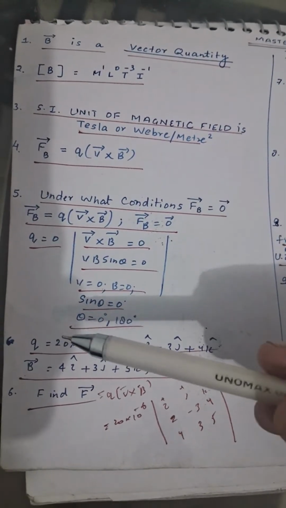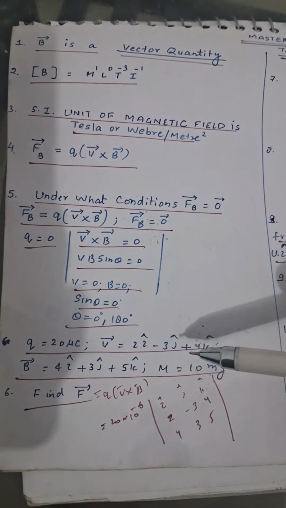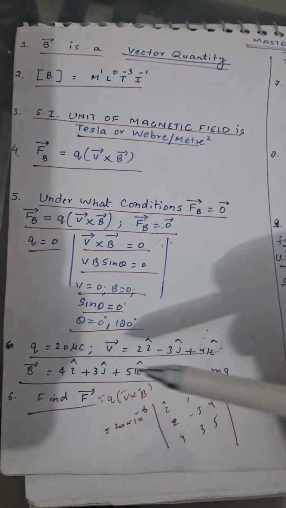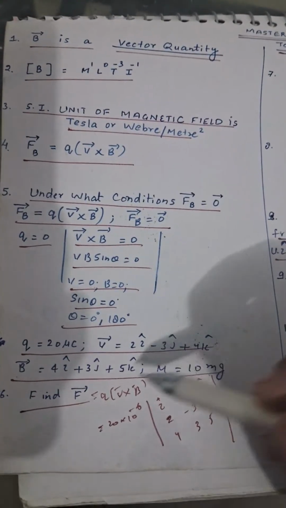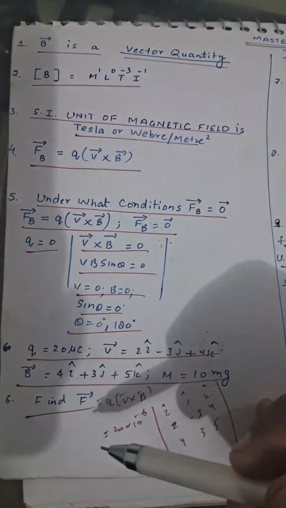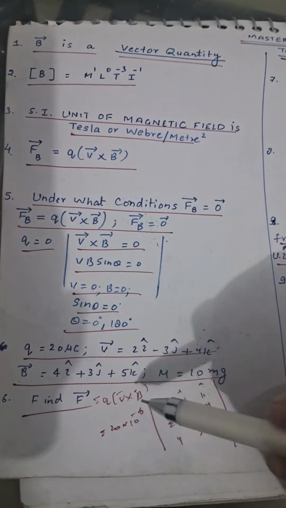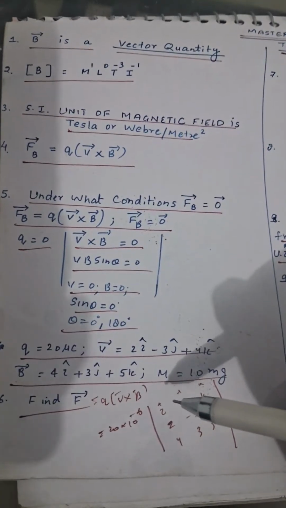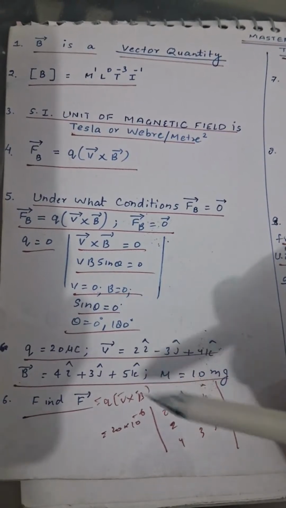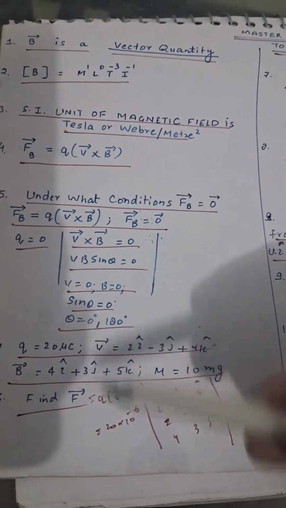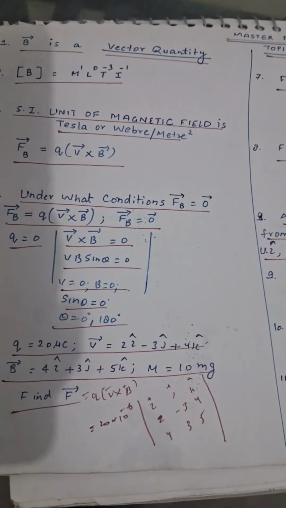Then we have another question in which charge is 20 microcoulomb, velocity is 2i minus 3j plus 4k, magnetic field is 4i plus 3j plus 5k, and mass is 10 milligram. We need to find the force. So force is Q into V cross B. So charge here is 20 microcoulomb. V cross B can be solved by the determinant ijk. For V we write 2, minus 3, 4, and for B we write 4, 3 and 5. So by solving this determinant we can find the force on the charged particle.